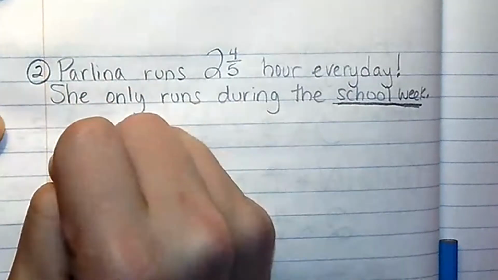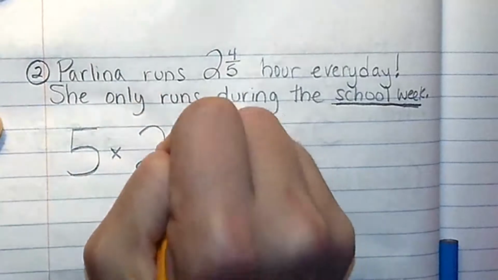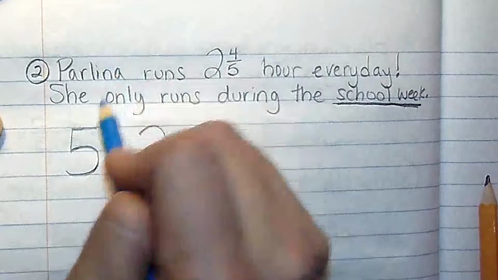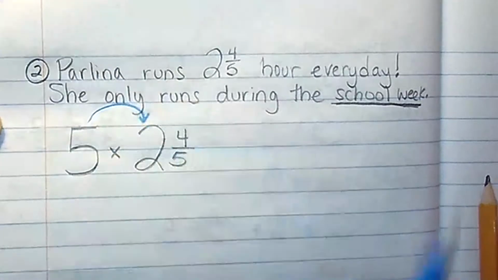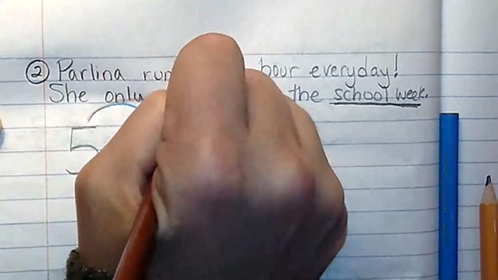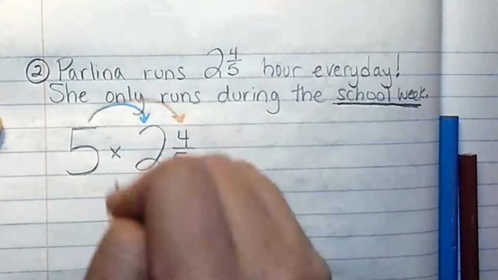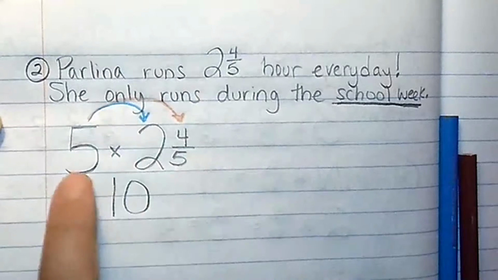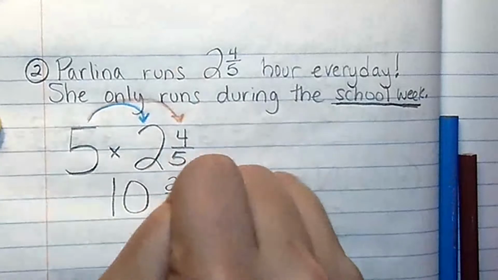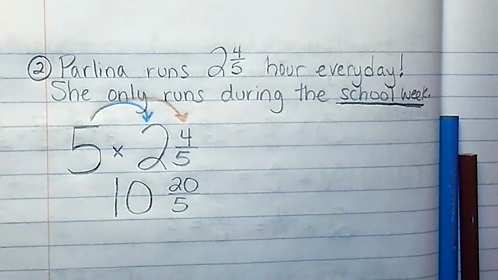So I'm going to take 5 wholes, and I'm going to multiply by 2 wholes and 4/5. And I know I need to distribute. I'm going to give the 5 to the 2, and I'm going to give the 5 to the 4/5. 5 times 2 gives me 10. 5 times 4/5 gives me 20/5. Uh-oh. Just doesn't look right, does it?